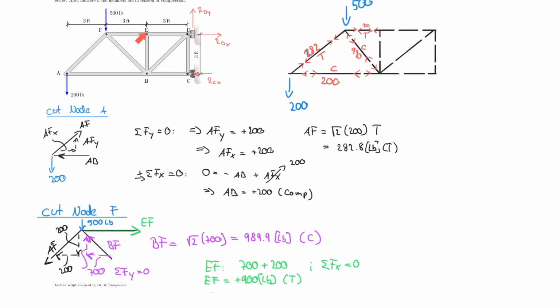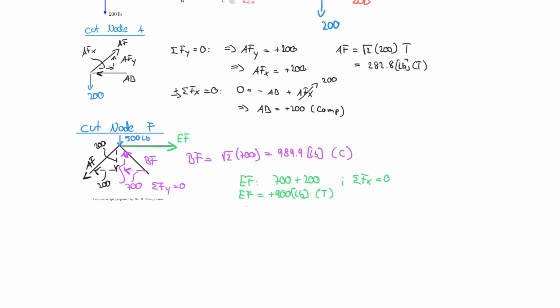I can either cut node E, which is probably easier than node B. And we will find something very specific about member EB in this case. But let's cut node E to look into that. So I'm gonna tell myself to cut node E, and what I have, structurally speaking, is a system that looks like this, and you will see how simple this becomes in a second.